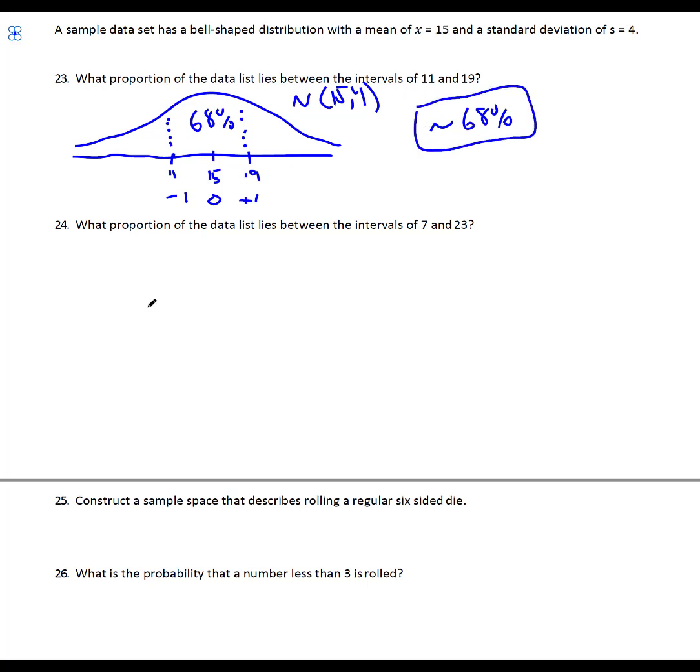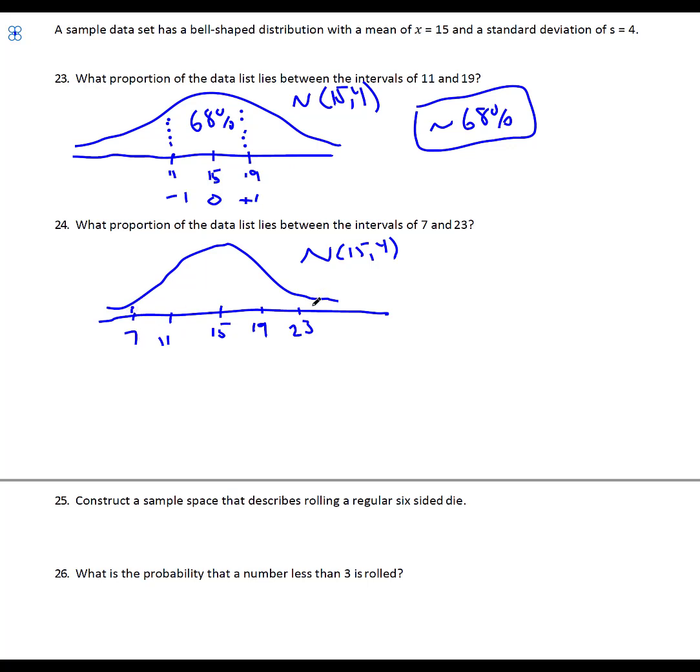Okay, so then it wants us to know the proportion of data that lies between 7 and 23. Well, if we did that again, I'm just labeling it so we know where I'm getting these numbers from, 15 and 4. Your mean is at 15, and 1 standard deviation above is 19, and 1 standard deviation below is 11. And then if we add 4 more, what's that going to give us? This is going to give us up to 23, and that's going to get us down to 7, right?